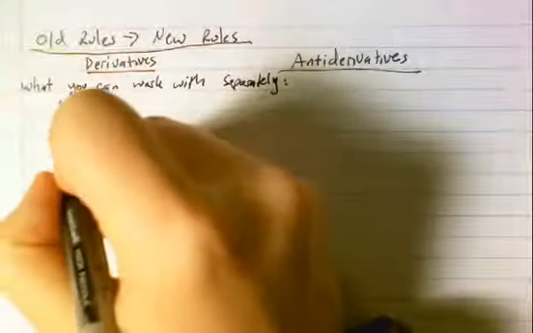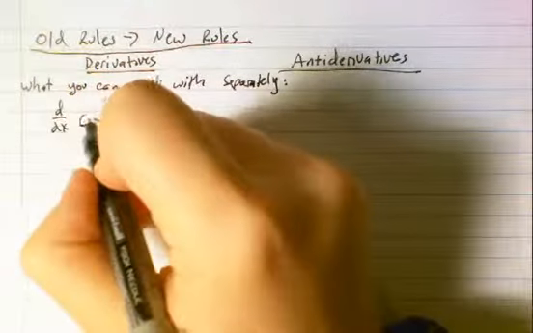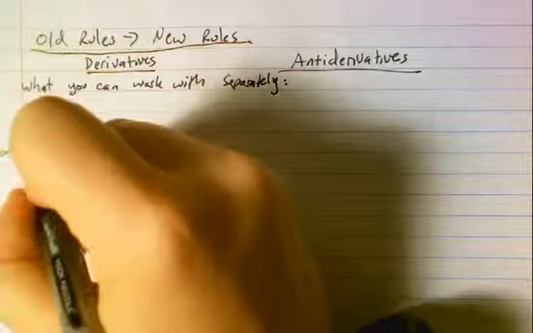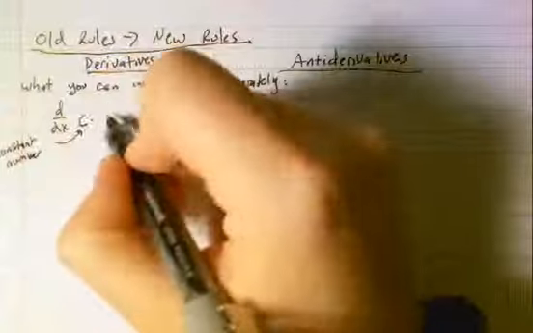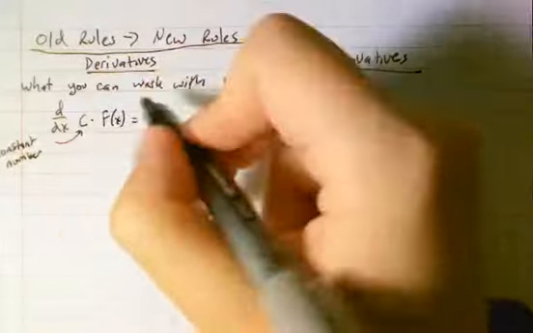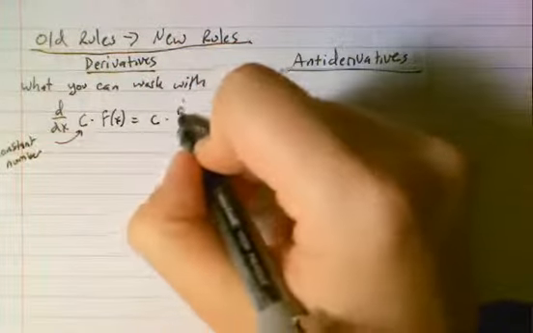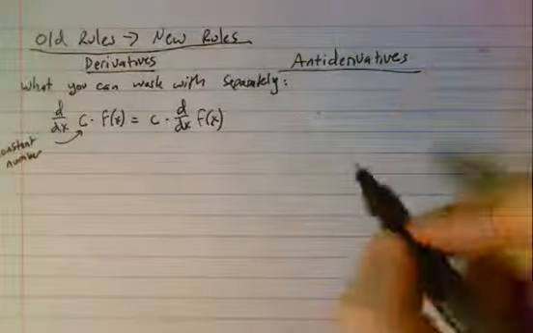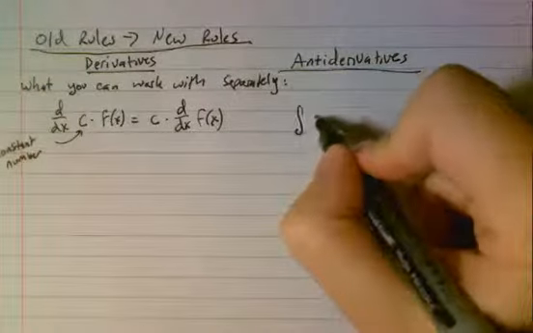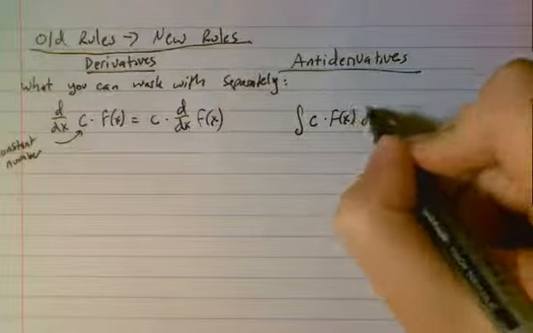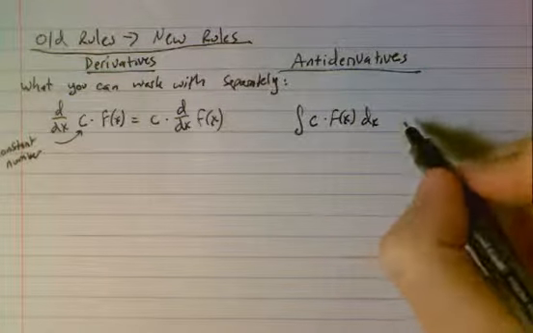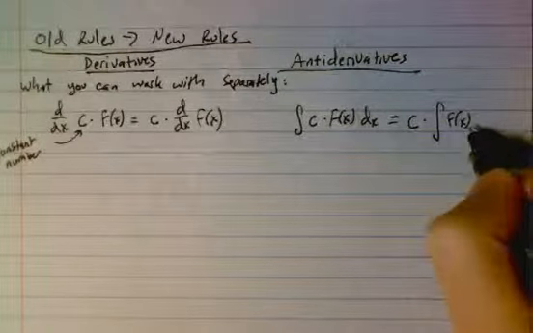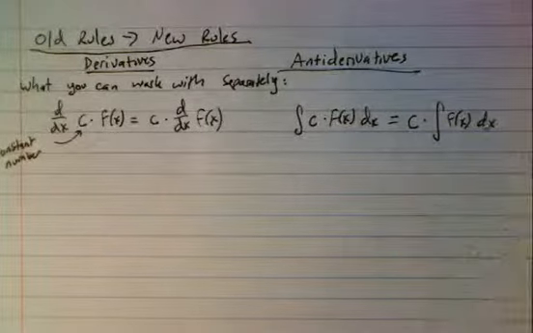So, we knew that if we had the derivative of some constant number times f of x, that was the same as just that constant number times the derivative of f of x. The same thing is going to be true for antiderivatives. The antiderivative of c times f of x, remember that dx is always there, is simply c times the antiderivative of f of x dx.